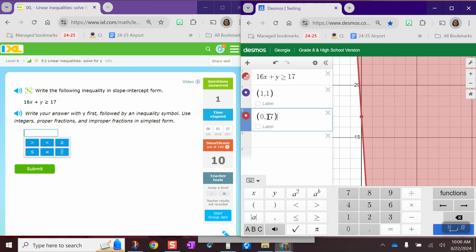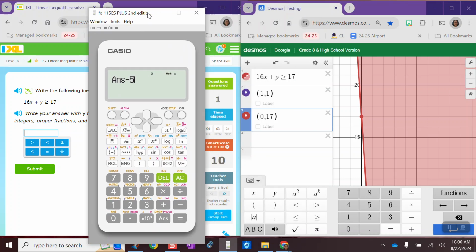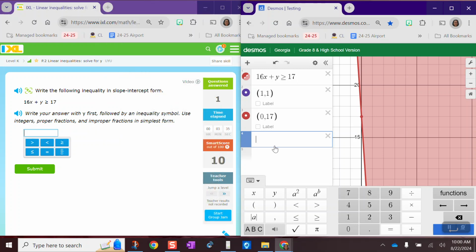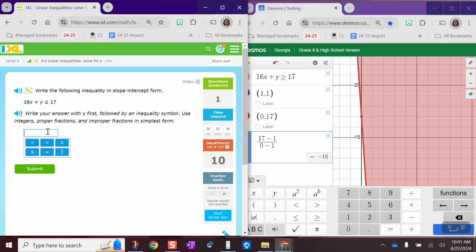All right, so those are the 2 points that I'm going to use for my slope. I'm going to use this calculator. I don't even think I have to use this calculator. I can continue on decimals now. It's going to be 17 subtract 1 over 0 subtract 1. It looks like the slope is -16. So it's going to be -16x.